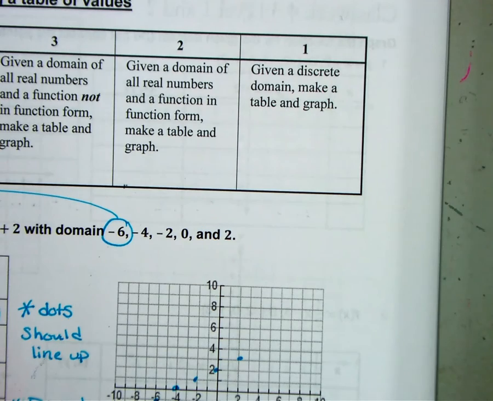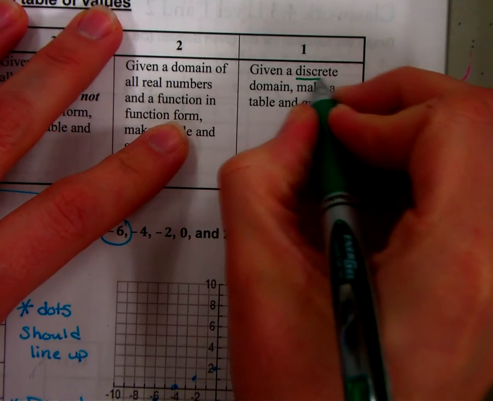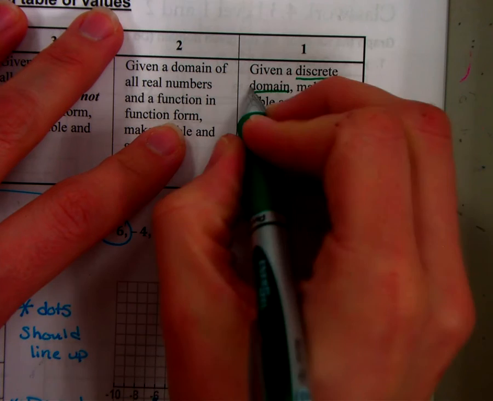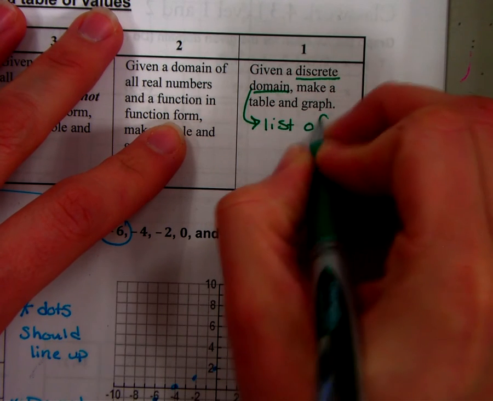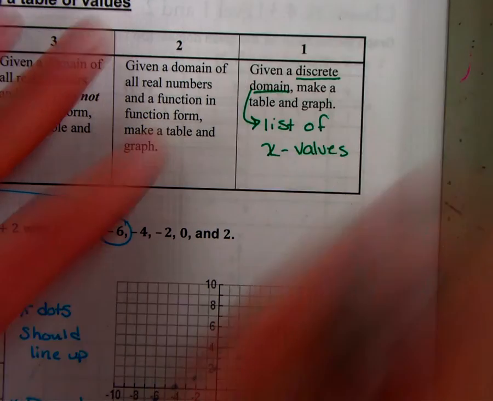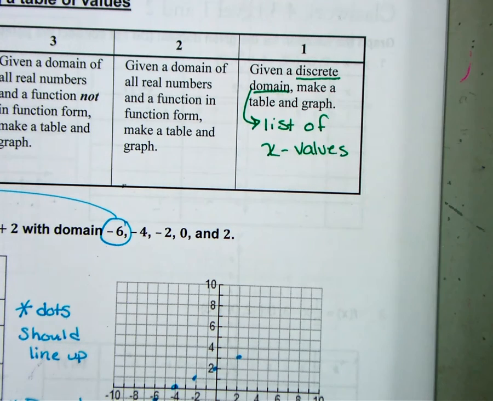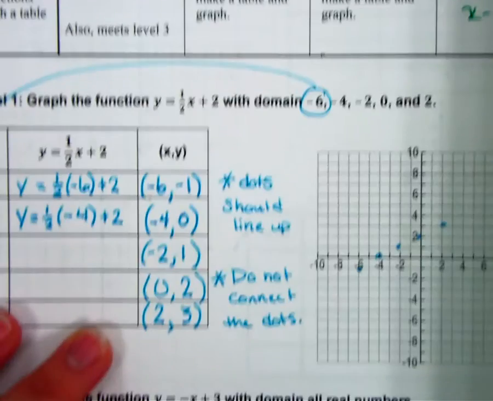So yesterday we did this part. We did given a discrete domain. If you were gone yesterday, what discrete domain means is that I gave you a list of x values. And then what we did was we plugged them in to the equation to find y, and then we just graphed it. That's it. Okay? So if you were gone yesterday, this is kind of what it looked like.